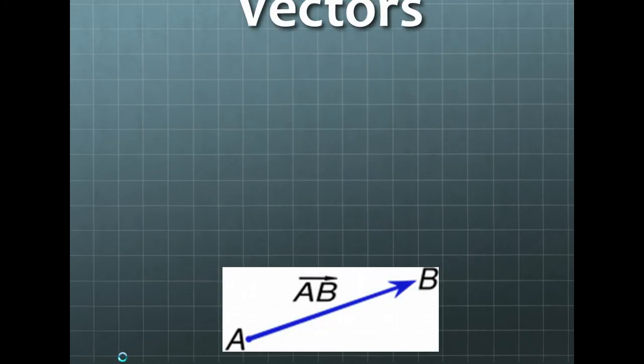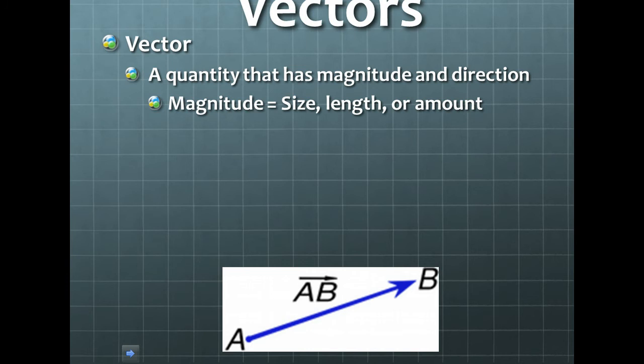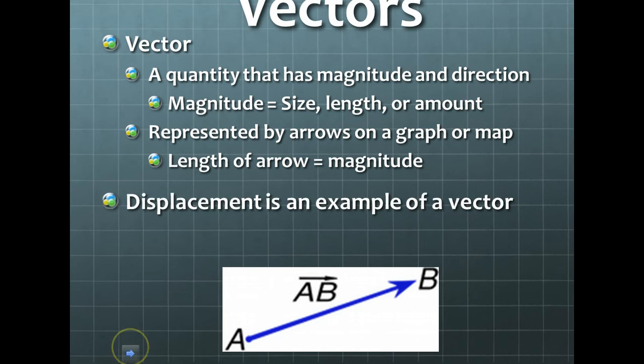Okay, let's talk about vectors really fast. A vector is a quantity that has a magnitude and a direction. And the word magnitude just means size, length, or an amount, a number, in other words. It's represented by an arrow on a graph or a map or a picture. You're going to see these in geometry. If you haven't taken it yet, or if you're taking it now, you'll see these. The length of the arrow determines how big it is, or the magnitude of it. Displacement, and that's why we're mentioning this now, displacement is an example of a vector.